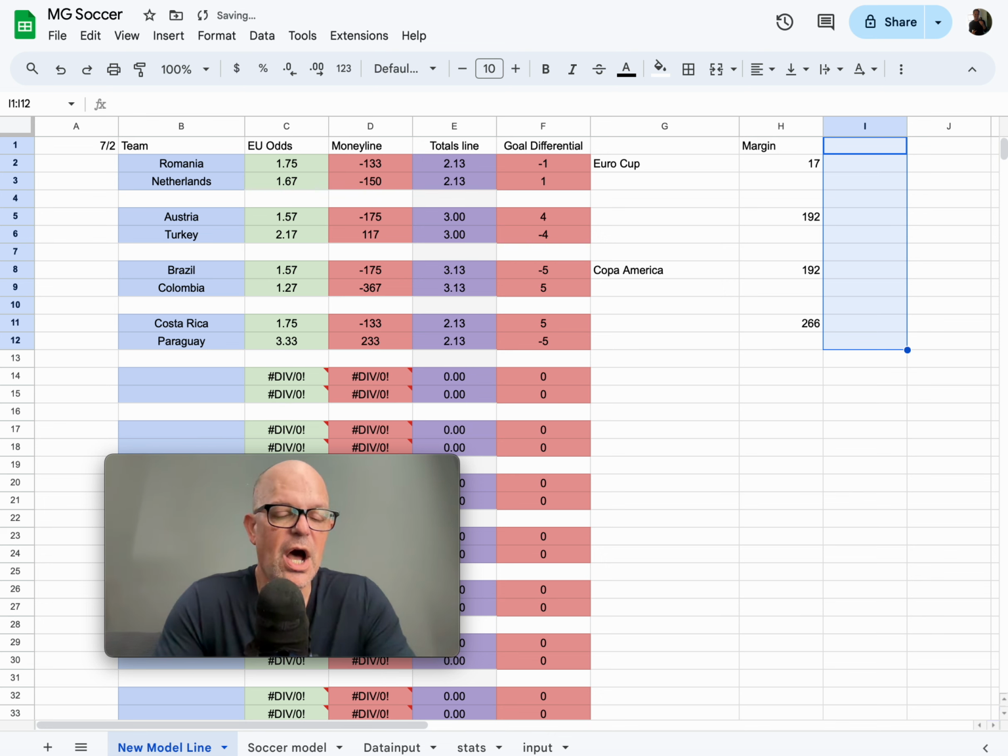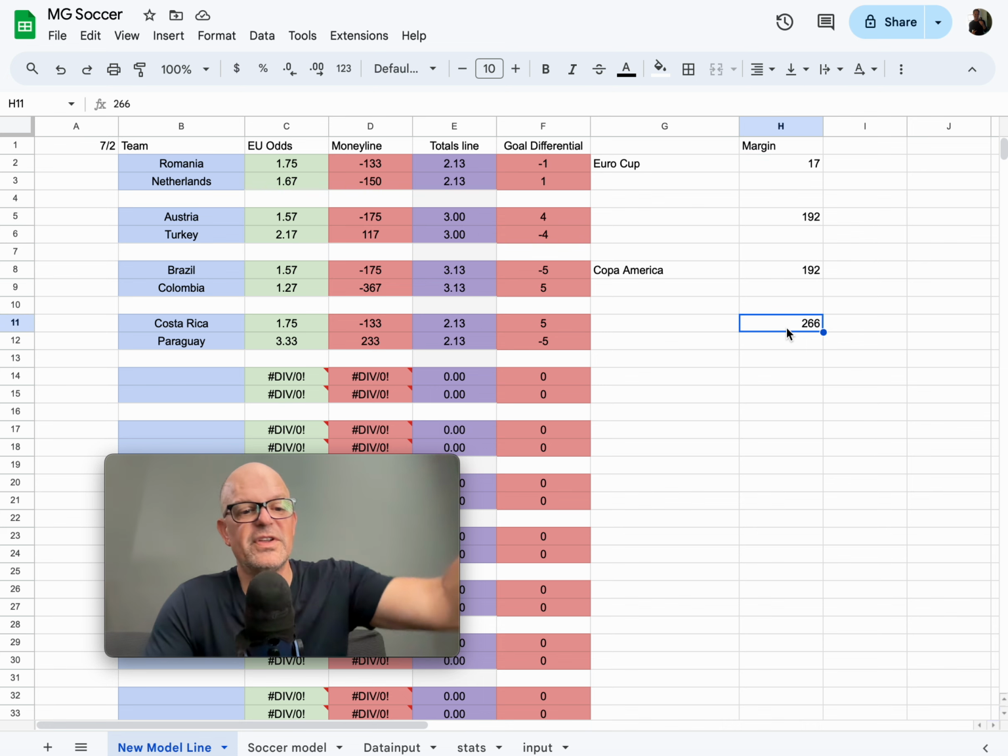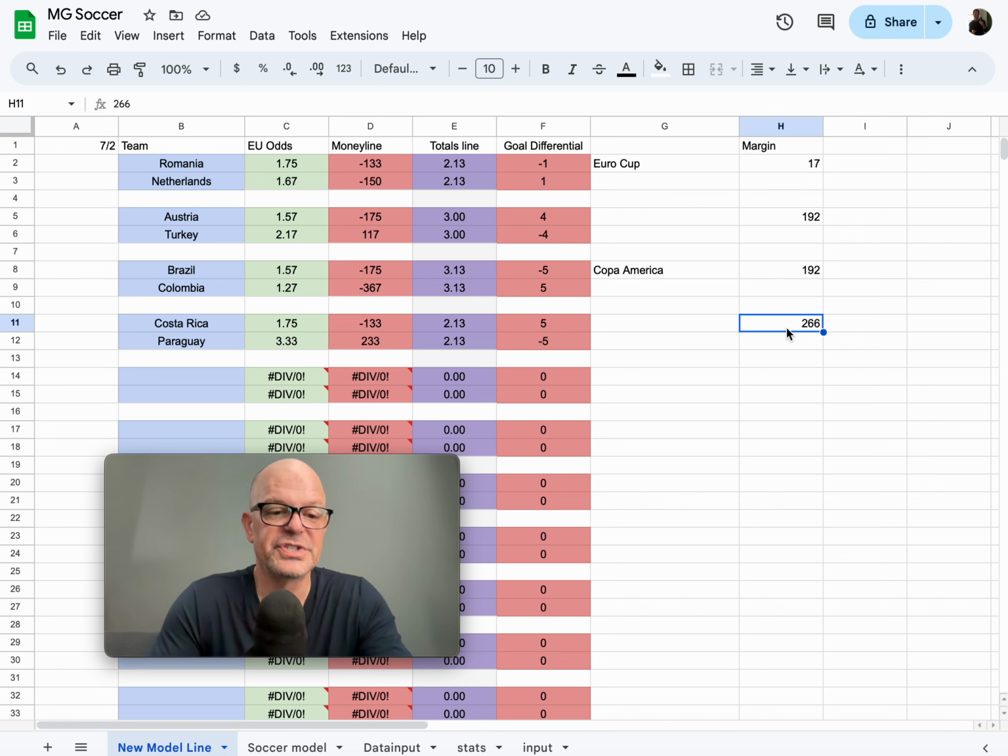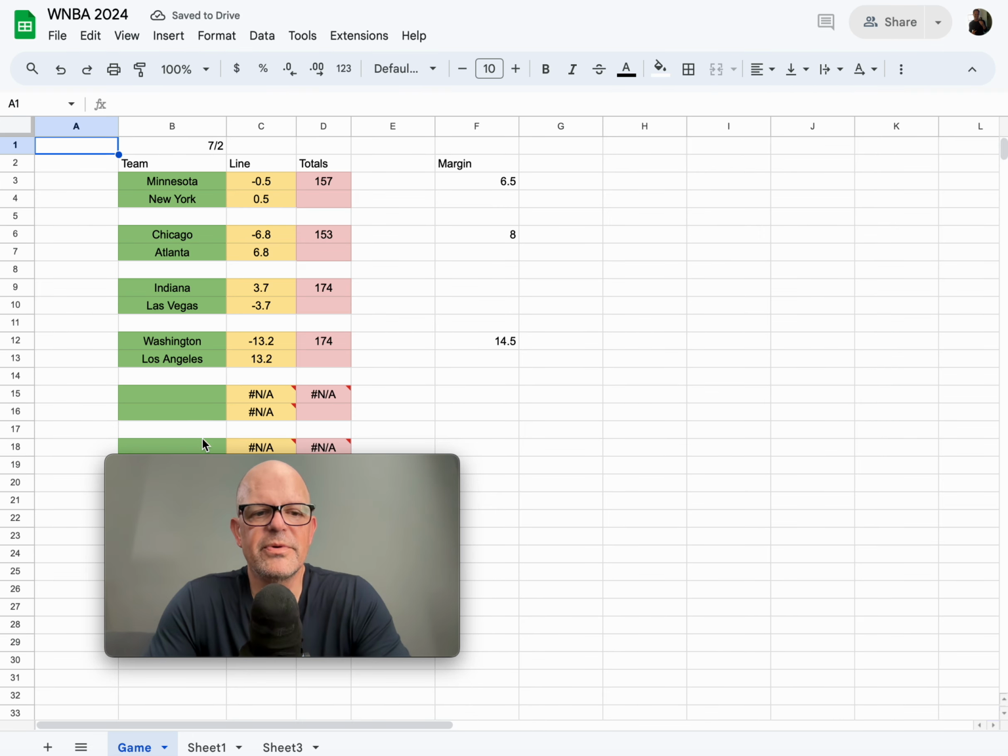Also, when you're building models, this can help you identify if the model is good. Meaning, if these teams have a big margin and they're losing a lot in your stat model, it's basically telling you that the stat model is no good. So now let's move on to a WNBA example.